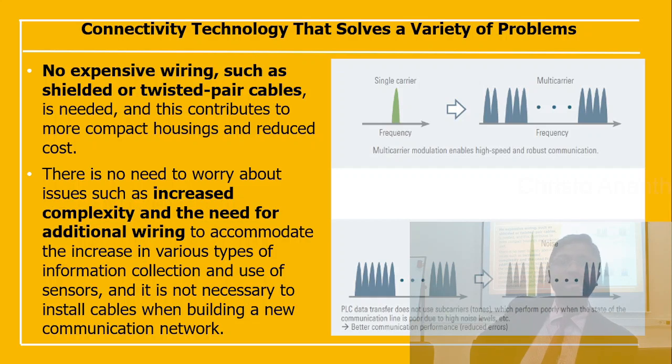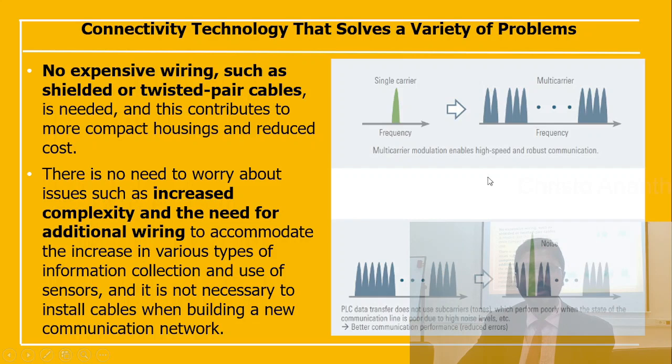Okay, so no expensive wiring is actually needed because it is much less costly. So we have shielded or maybe twisted pair cables. Okay, so that is what is required. That will make the housings much more comfortable, much more compact, and of course reduce cost even.